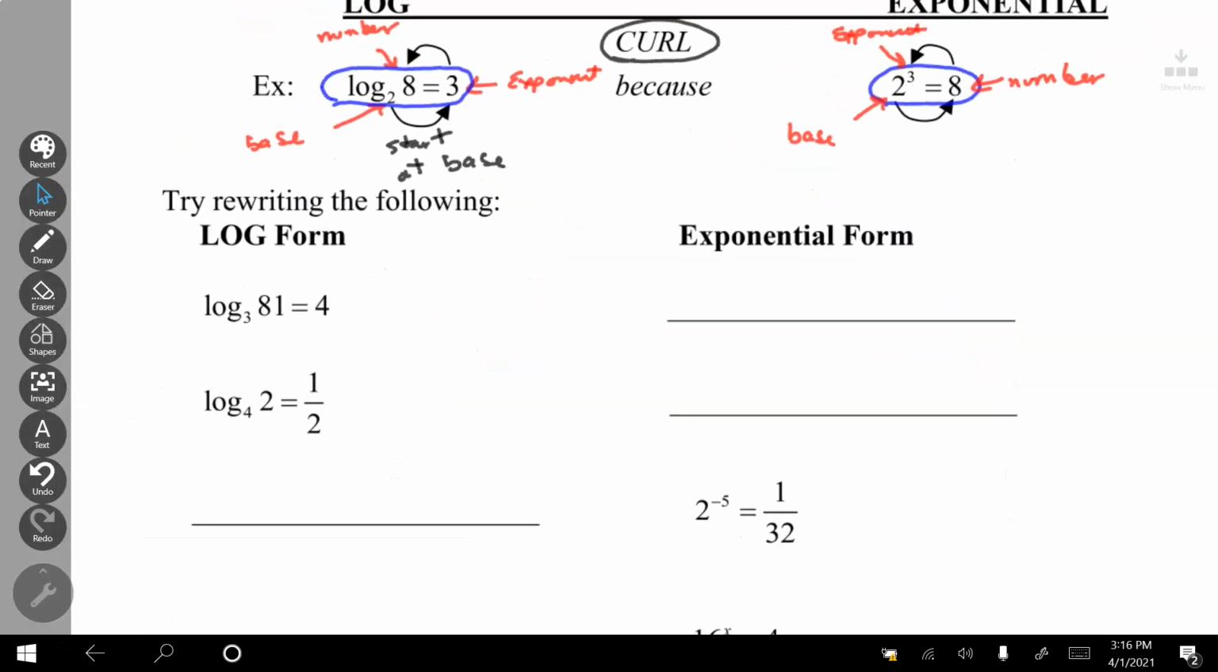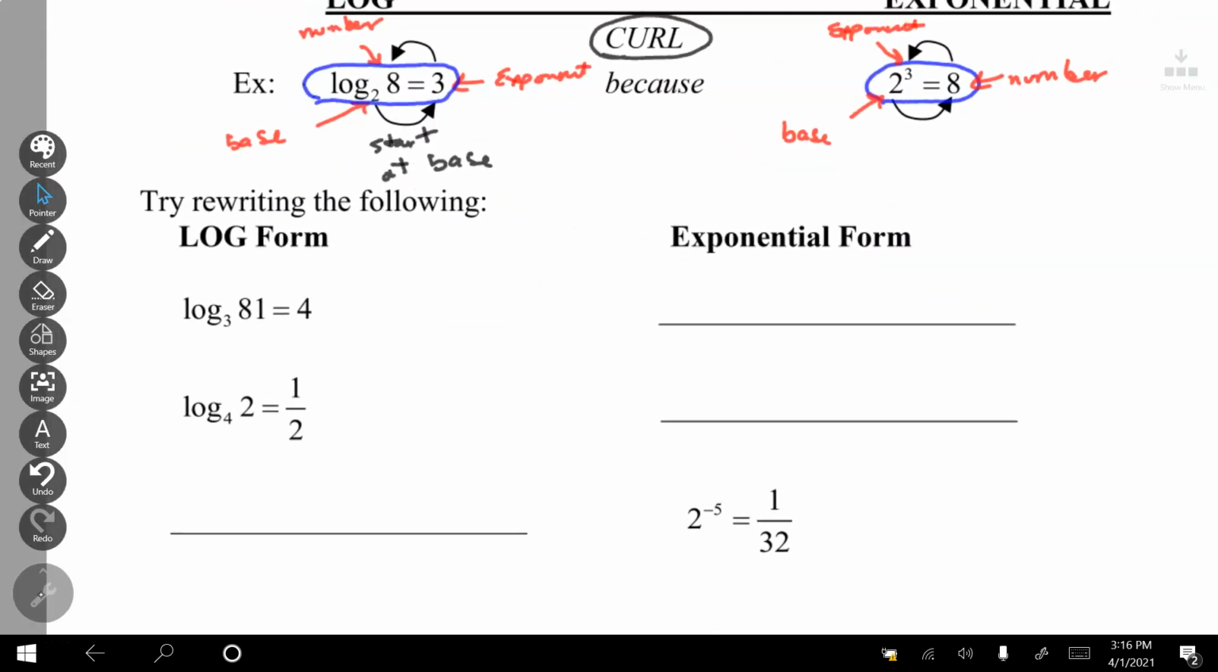If I want to rewrite this form here, I'm starting at the base and I curl it and I get 3 to the fourth equals, and I curl it back, I get 81. Same here, I start at the base, which is 4 raised to the 1/2, I curl it back, and my number is equal to 2. That's how I take my log form and rewrite it as an exponential form. Okay, I'll show you a different way in a minute, but that's one way to do it.